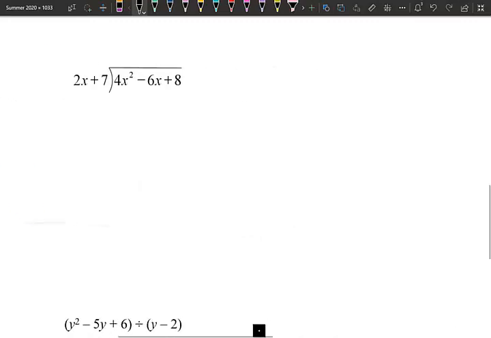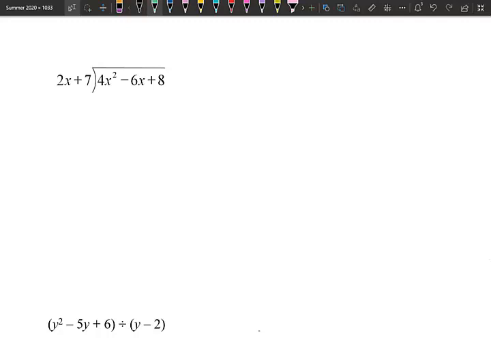All right, let's do this again. So only ever looking at the first terms. So 2x to 4x squared. I need 2 to be 4, so I need to multiply by 2. Now I need to make x into x squared, so I need to multiply by x. I'm going to multiply it out. And when we do, we have 4x squared plus 14x. Now we need to switch the signs. So positive 4x squared becomes negative 4x squared. Positive 14x becomes negative 14x.